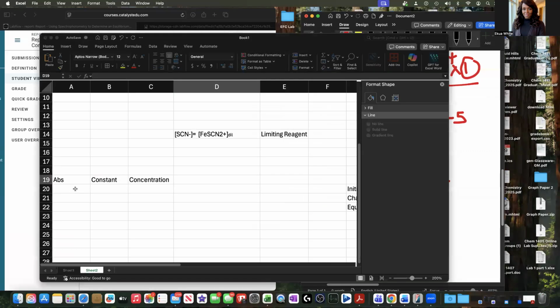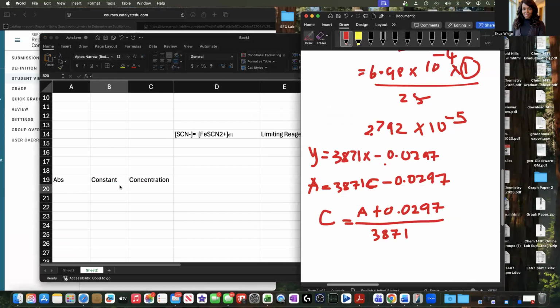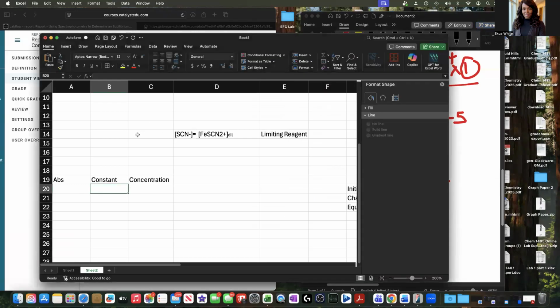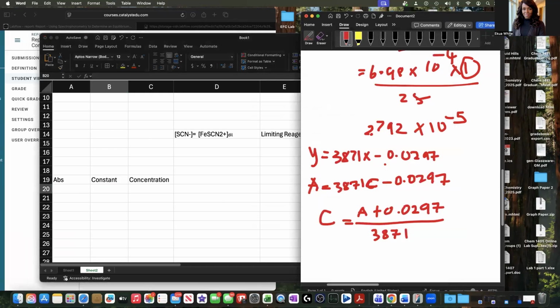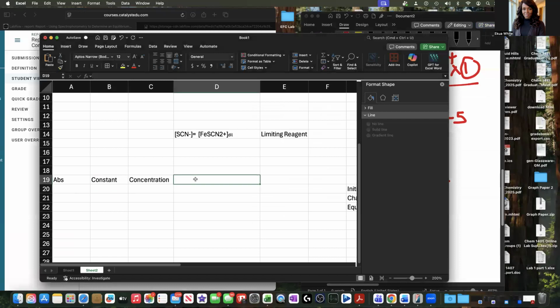Our absorbance will be the number that we get here. Our constant will be what? Oh, we have two numbers. We need our slope, and okay, you know what, I'm getting it. We don't need a constant here. We need the slope and the y-intercept. I was still thinking about Beer's law. Forget Beer's law. Slope and then y-intercept. And then this will be our concentration.